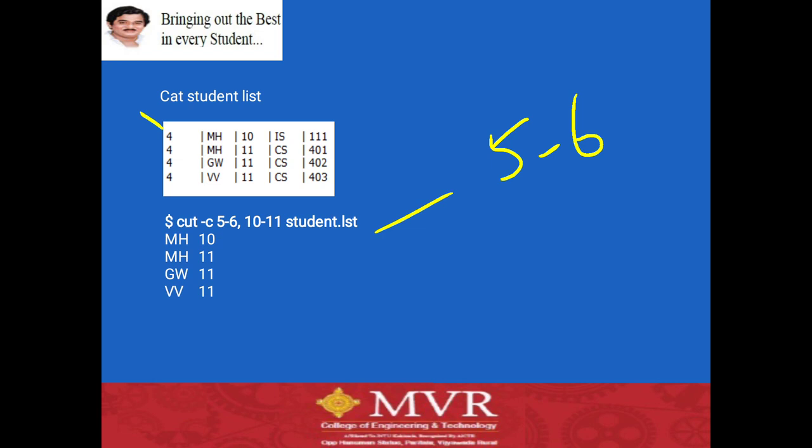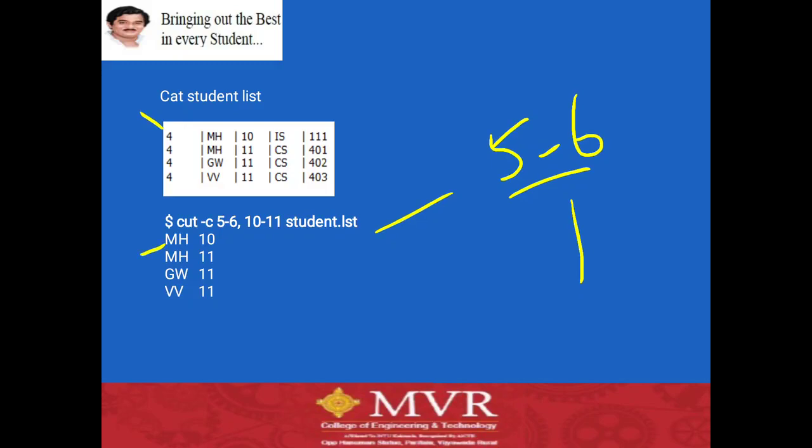But remember that after 4 there are two spaces available. So 4 is the first character, then the first space is the second character, the third character is again a space, and the fourth character is a vertical symbol. This is the fourth character in the first row. Then we are specifying to cut 5 to 6. So what is 5? Nothing but M. What is 6? Nothing but H. So MH will be displayed.